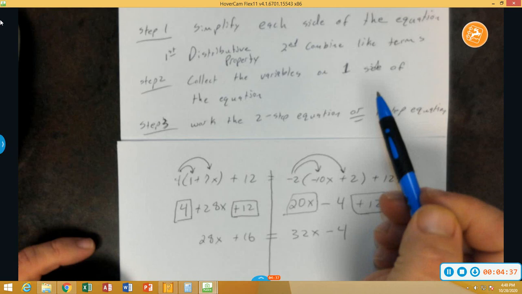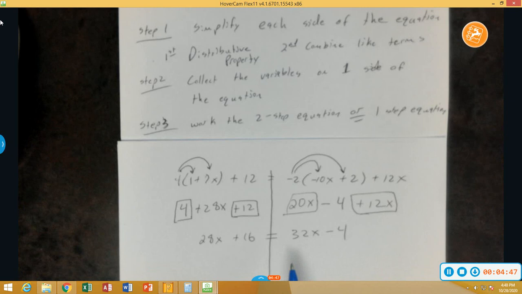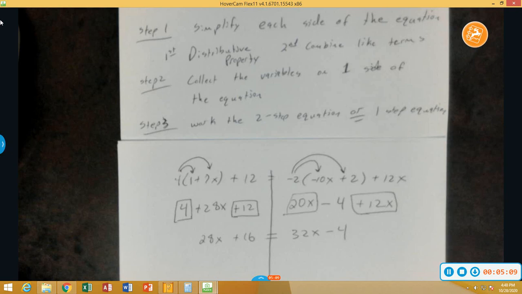Step 2 is to collect the variables on one side of the equation. There are 28x's on the left and 32x's on the right. We just need to collect them on one side or the other. I always like to keep positive x's if I can. It's okay if you want to use negative x's, that's fine as well. Whatever method works for you. I'm going to show you my method because it's going to show everything that can happen here.